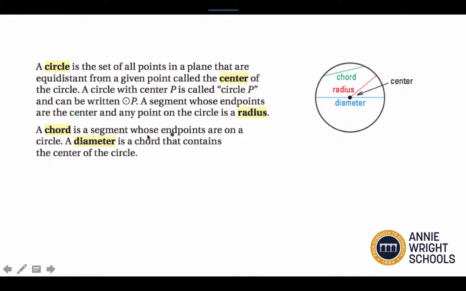A chord is a segment whose endpoints are on the circle. So the diameter is a chord. The diameter is a chord that also contains the center. Musicians, the chords of music are related to that word chord, a segment that hits endpoints of a circle. You can think of guitar strings that go across that circle in the guitar's base.